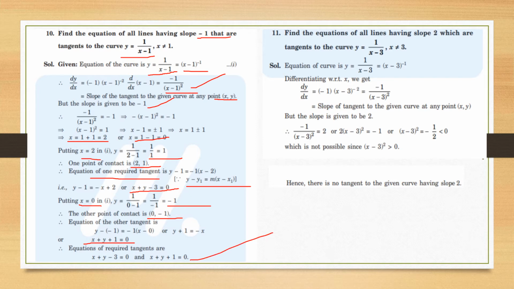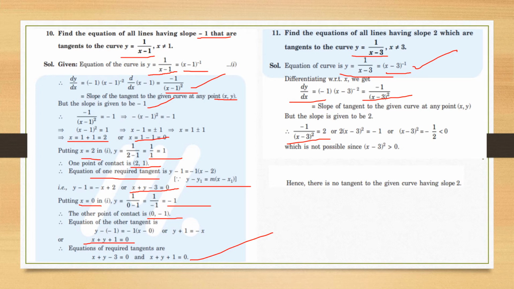Number 11 is: find the equation of all lines having slope 2 which are tangents to the curve. Now the equation of the curve is this. Again, if you want to avoid the quotient rule, you can go like this. So dy by dx is minus 1 upon (x minus 3) whole square. Remember that d/dx of this x minus 3 is also this, but d/dx of x is 1. That's why it is not required here. Now since this slope is equal to 2, from here I'll get the equation.